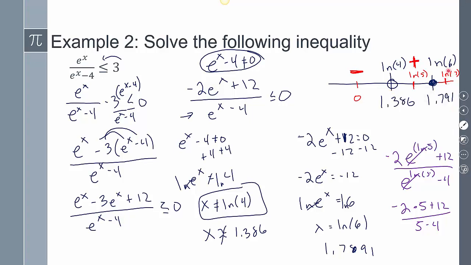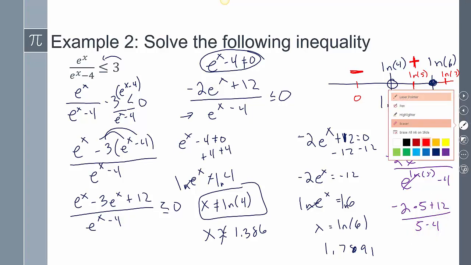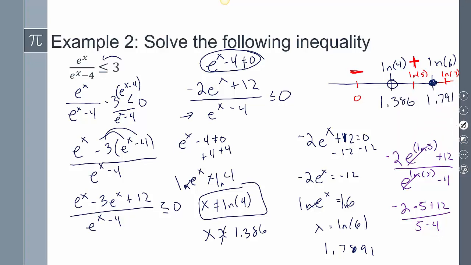And then the ln 7, same idea, except now this is going to be a 7. So negative 2 times 7 is going to be a negative 14. Negative 14 plus 12 is negative. 7 minus 4 is positive. Negative over a positive is a negative. And so I know that this is going to be negative.